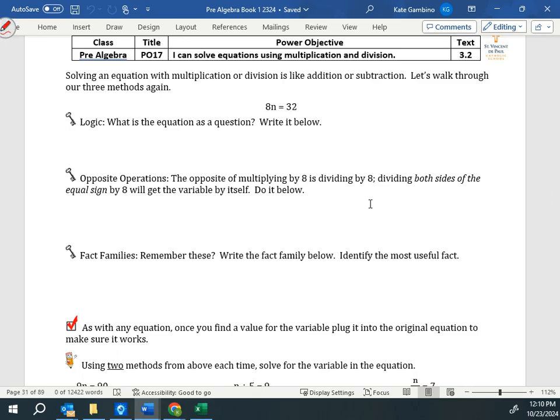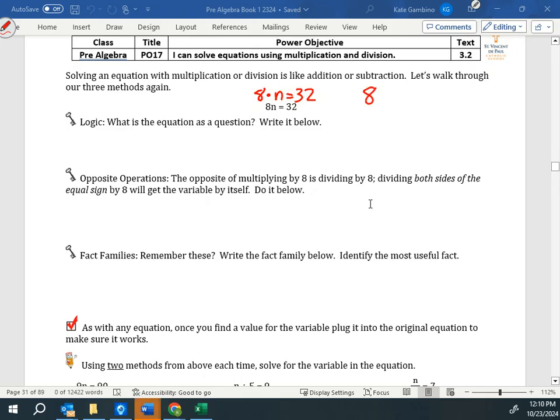What operation is happening in that equation? David? Multiplication. Multiplication, because we know when a number is right next to that letter, it means we're multiplying. They just don't put in the multiplying. This is proper math, right? When we see this, it's the same as saying 8 times n equals 32. We just don't put that multiplication sign in there.